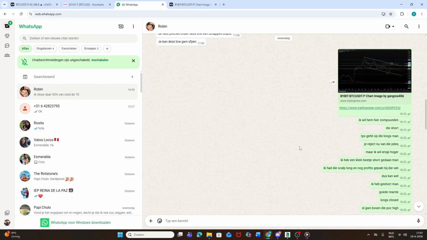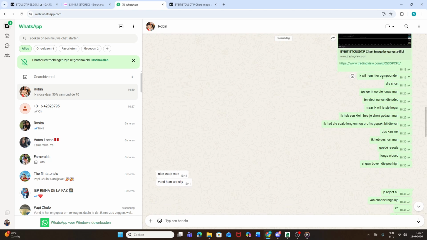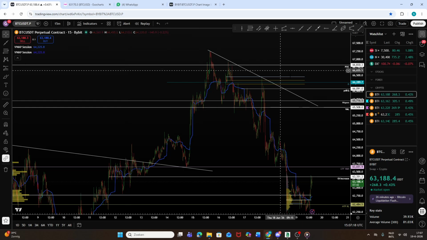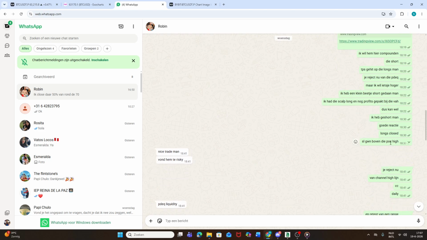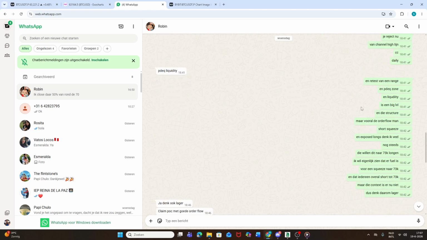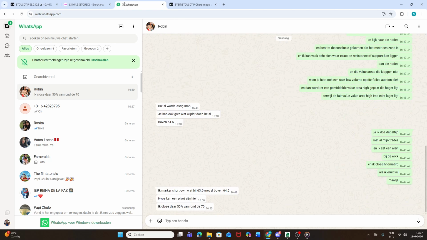And I said here, I want to compound here the short. TP is hit on longs. You're rejecting from the previous equilibrium, but I want a little bit higher. I want a little higher. I had that scalp long, and I shorted. Good reaction. I say here, good reaction. I like the reaction. I shorted. Stop loss above the high. Yeah, so that was a really nice trade.